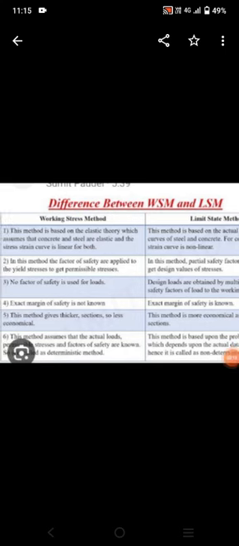The next difference is that the working stress method gives a thicker section, so it is less economical. But the LSM method is more economical. It gives a thinner section of the structure.